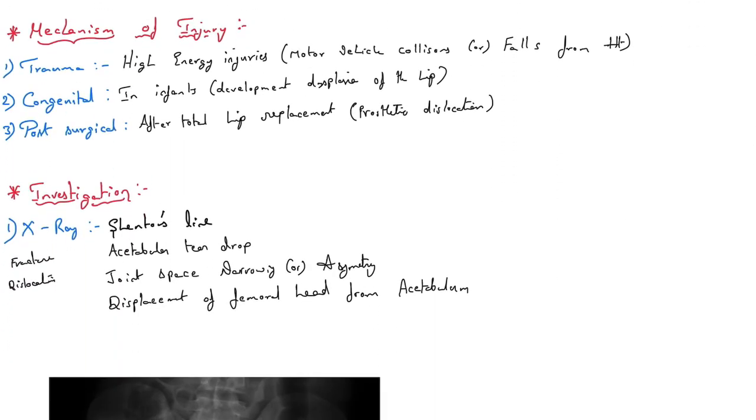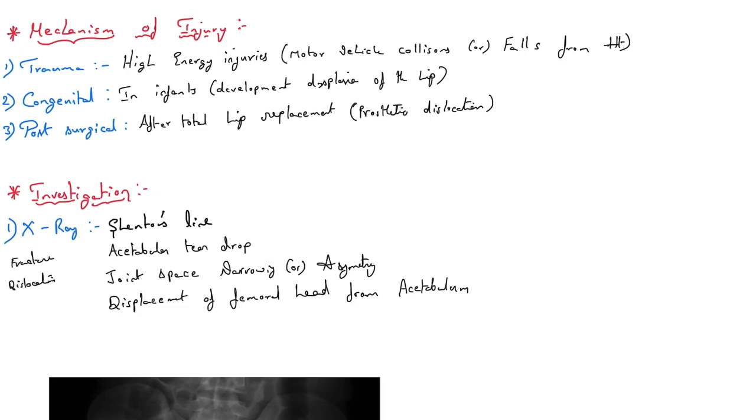In mechanism of injury, I divided it into three things. First one, trauma. In trauma we see high energy injuries like motor vehicle collisions, MVC, or motor vehicle accidents, or falls from height, and these can cause hip dislocation. Second, congenital, like in infants, for example developmental dysplasia of the hip. If you don't know about developmental dysplasia of the hip, I already made a video on it, so if you have time you can watch that. Third, post surgical: sometimes hip dislocation happens after total hip replacement surgery, where we can see prosthetic dislocation.